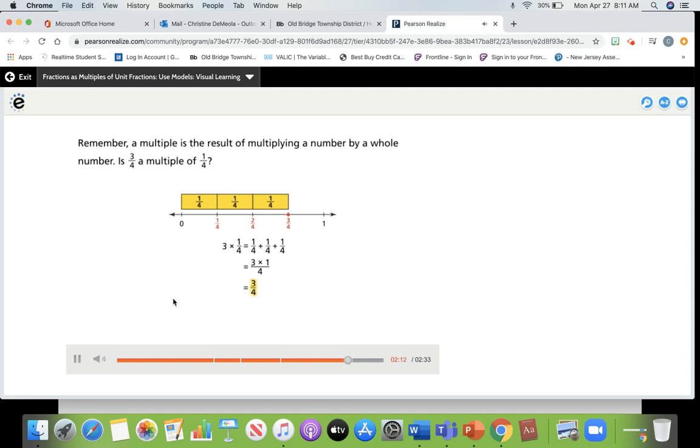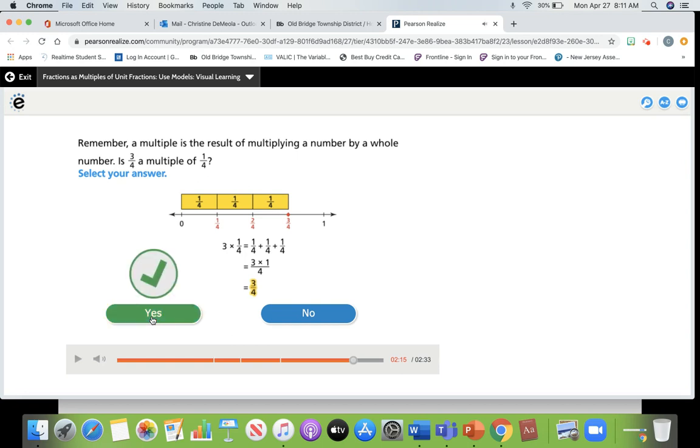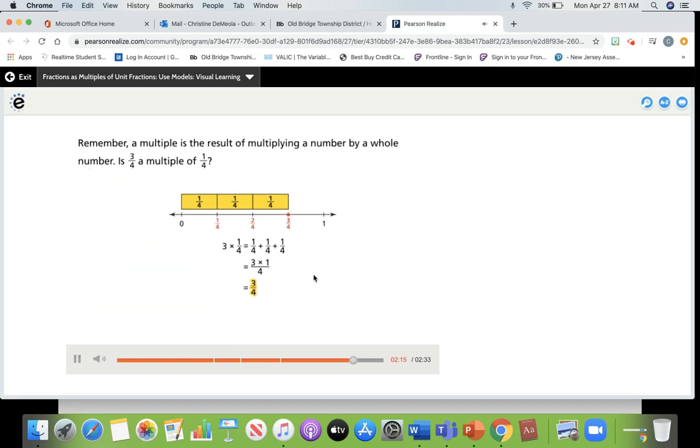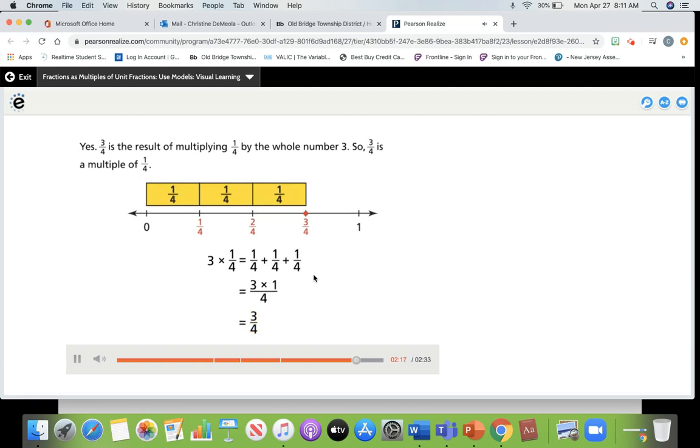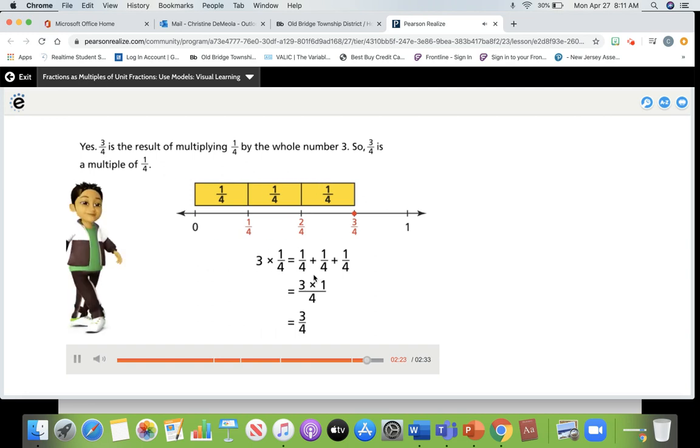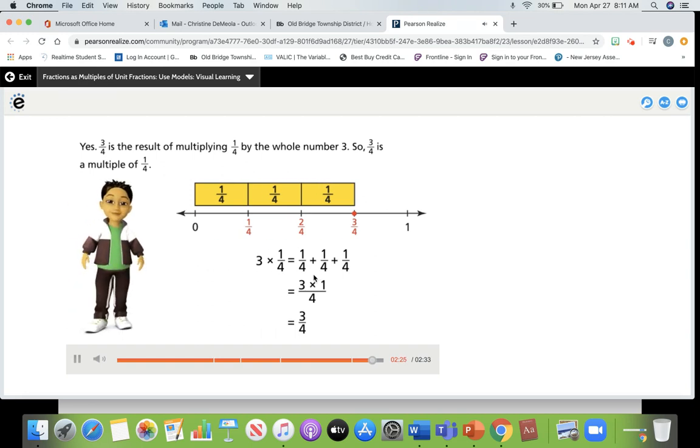Is 3/4 a multiple of 1/4? Select your answer. Let's see what happens if we pick yes. It absolutely is. Yes, 3/4 is the result of multiplying 1/4 by the whole number 3. So 3/4 is a multiple of 1/4.